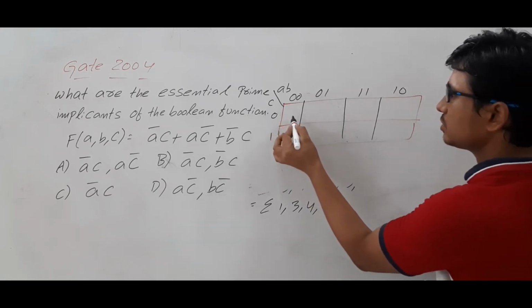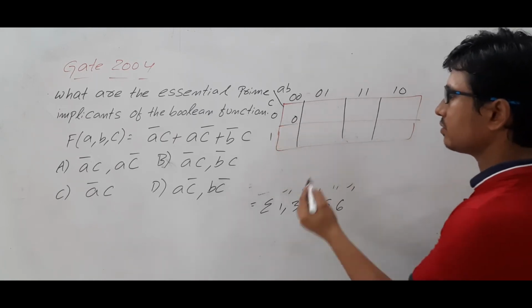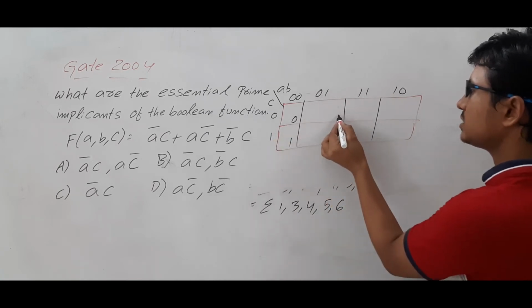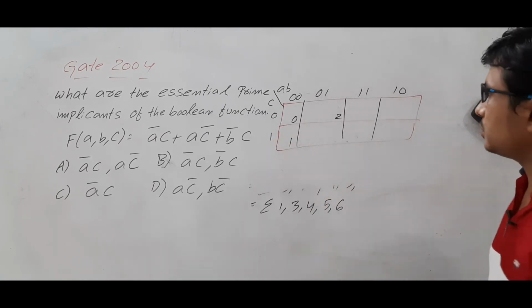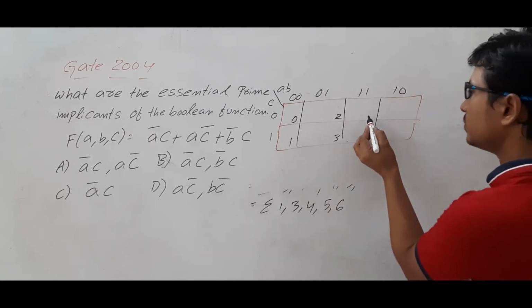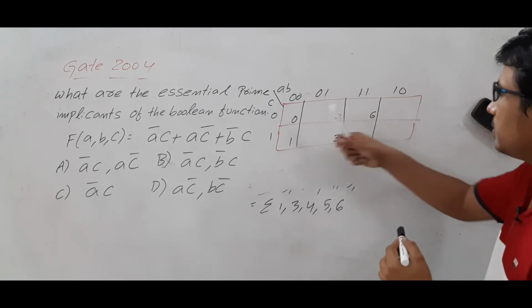Now can you tell me the locations of each one? This is 0, 0, 0. So decimal number is 0. This is 0, 0, 1, which is 1. This is 0, 1, 0, which is equal to decimal number 2. 0, 1, 1, which is 3. 1, 1, 0, which is equal to 6. Why am I taking the first column and then row?